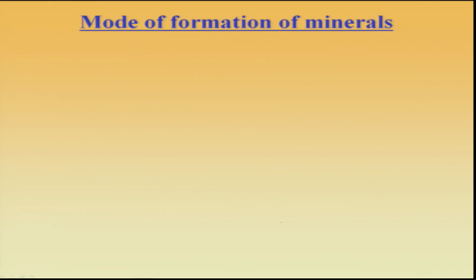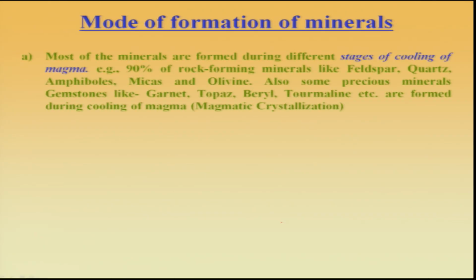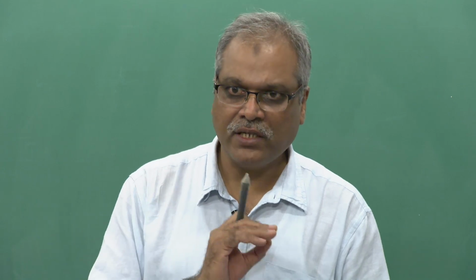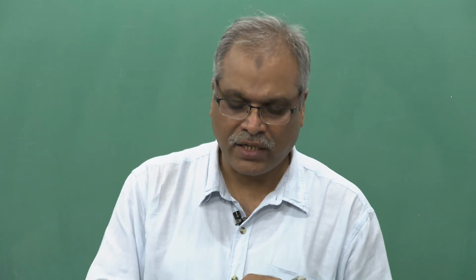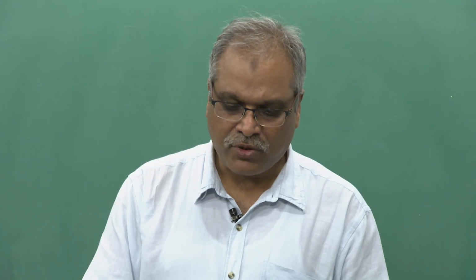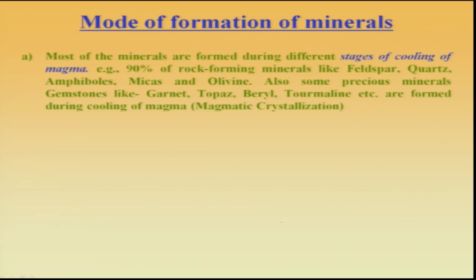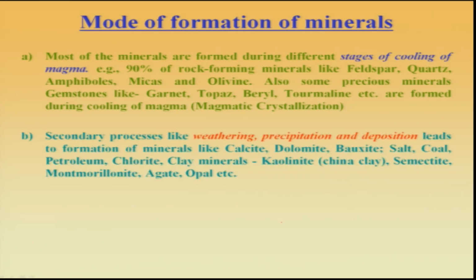Most of the minerals are formed at different stages of cooling of magma. As the magma erupts on the surface, it cools down and solidifies. That is the process along which the different minerals form, and we will see the reaction series of how the different minerals are formed. Almost 90% of rock forming minerals like feldspar, quartz, amphiboles, mica, olivine are formed during that process of cooling of magma. Also, some precious minerals, gemstones like garnet, topaz, beryl, etc., are formed during the cooling of magma, and that process is termed magmatic crystallization.